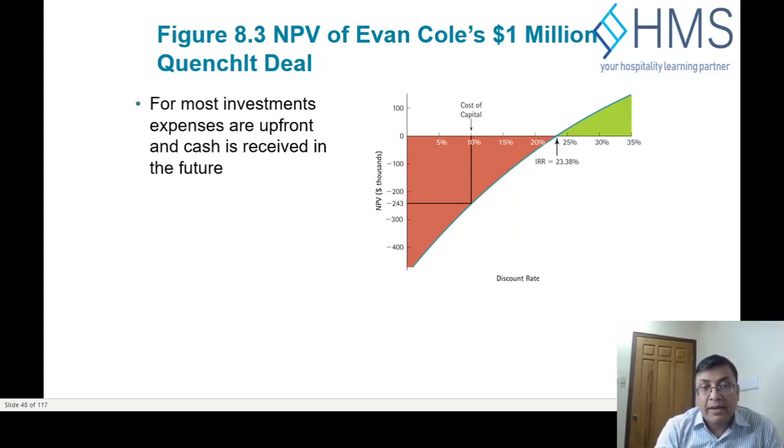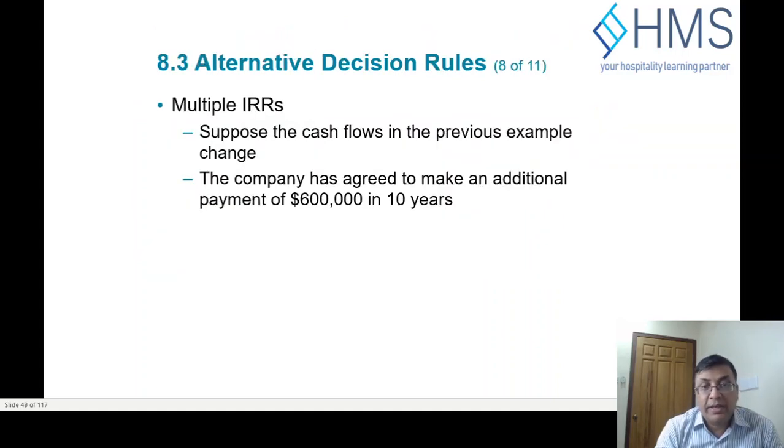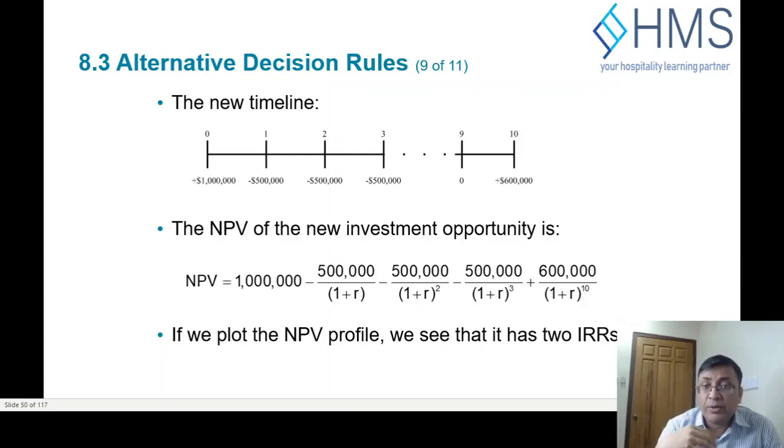Here is another dimension in the equation, where you have an additional payment of 600,000. You get 1 million now, 600,000 after 10 years, and then you continue to pay the same 500,000 for the next 3 years. In this case, you will get multiple IRRs. How? Let's look at that.